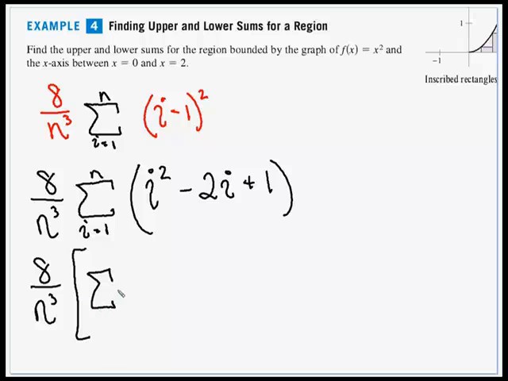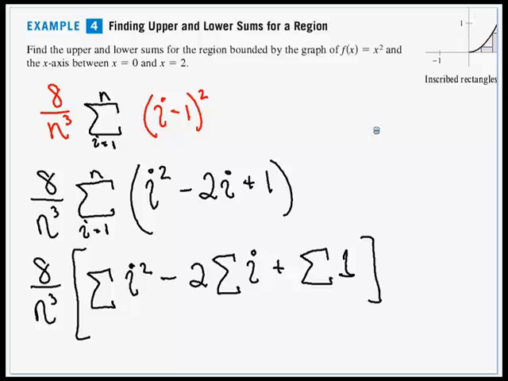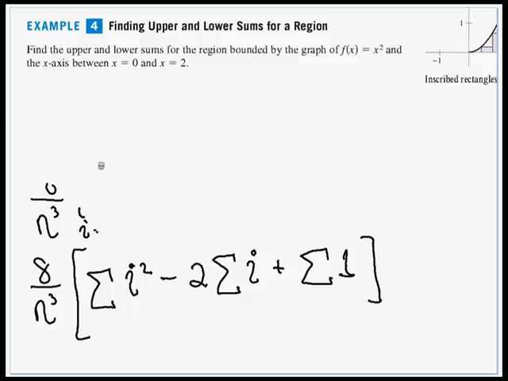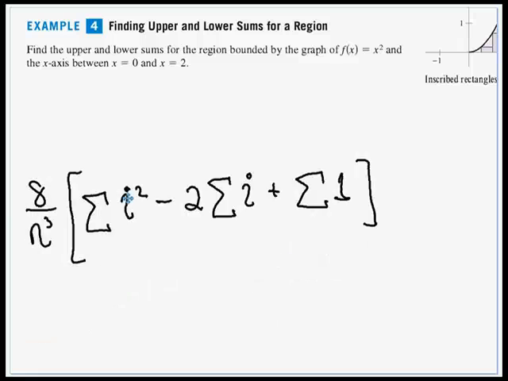We're going to have 8 over n to the third, and we're going to distribute that across all the summations. So we're going to have our summation, and I'll stop with the upper and lower notation. We'll have our i squared minus, and we can factor the 2 out front, 2 times the summation of i plus the summation of 1. And now it looks a little more agreeable. We can go back and plug in some of the formulas that we had earlier in the video and start to work this out.